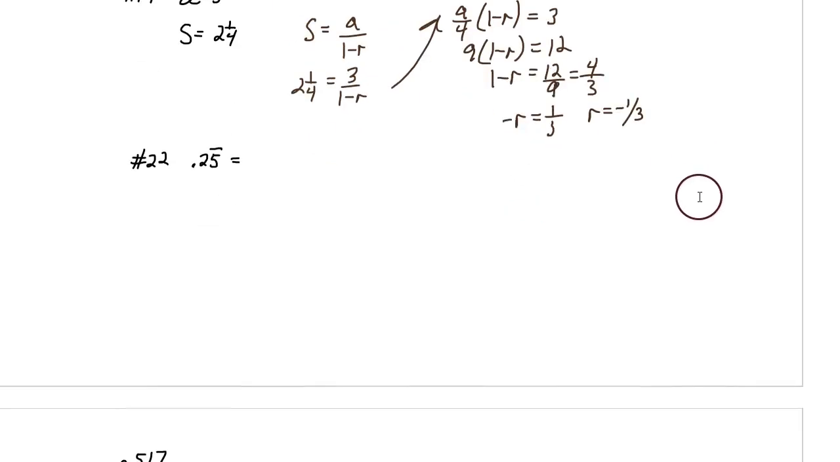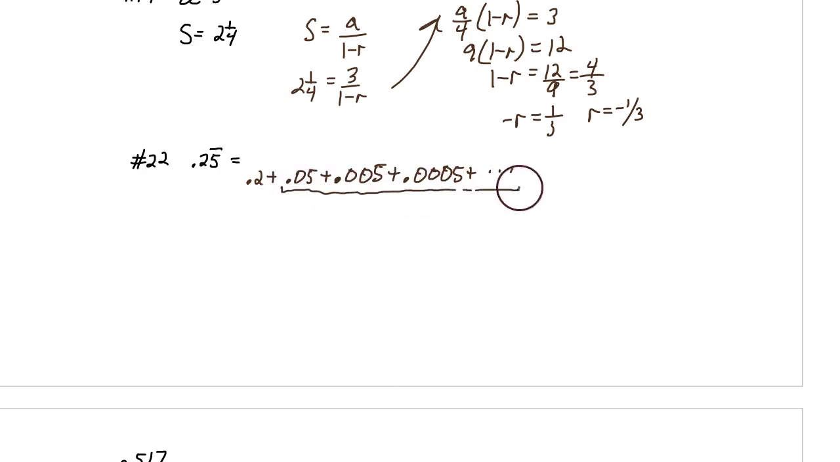Now number 22. What common fraction is this repeating decimal equal to? Let's write this out as a series. This is 0.2 plus 0.05 plus 0.005 plus 0.0005 plus then ... Now, ignoring the first term and starting here at this piece, this is an infinite geometric series where the value of a is 0.05, and from term to term, we can see that r is equal to 1/10.